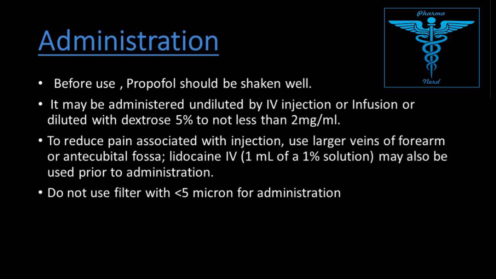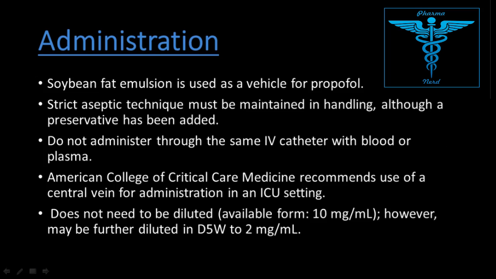Administration: propofol, shake well, and it can be diluted in 5% dextrose to 2 mg per ml. To reduce pain associated with injection, use a large vein of the forearm, which is the cubital fossa, and lidocaine 1 ml of 1% solution may also be used prior to the administration. Do not use a filter of 5 micron for administration. Soybean emulsion is used, as these are the information which were given in previous slides.